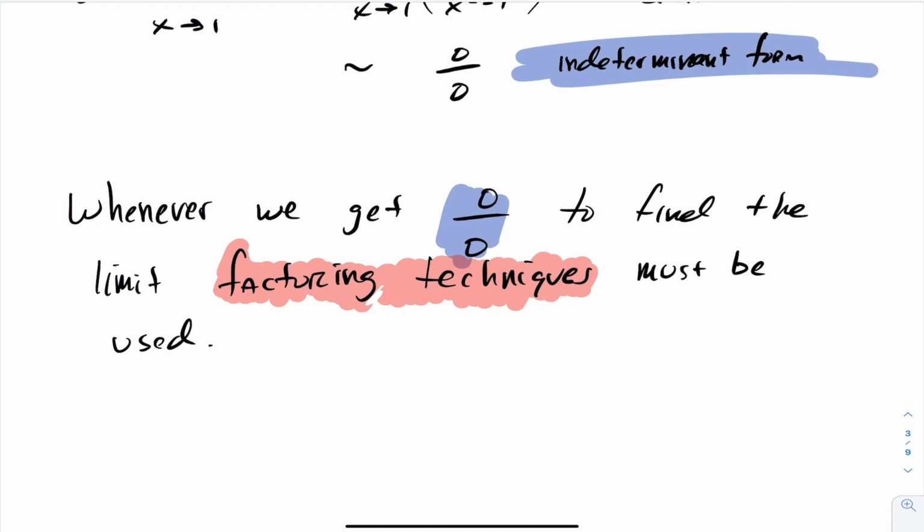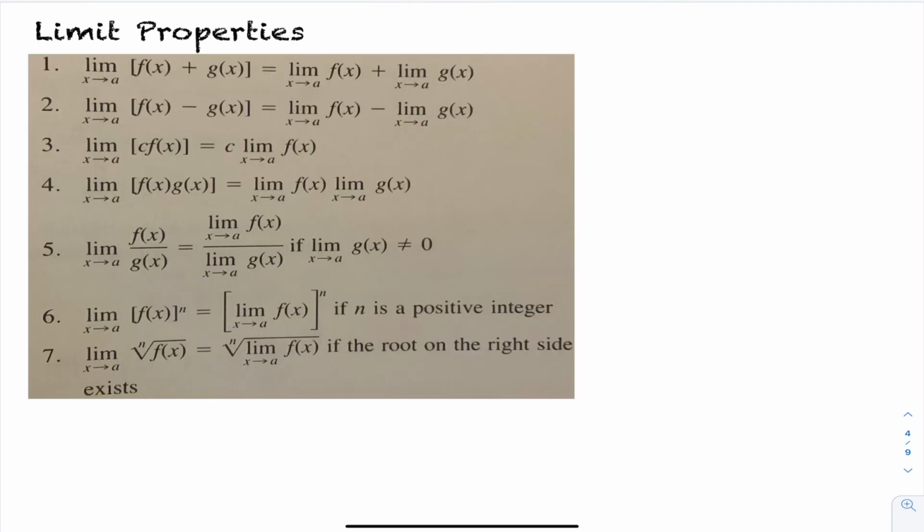Before we get to those factoring techniques, what I want to look at is some properties of limits, and then we're going to be able to tackle the question above. Here are 7 basic limit properties. These are really important properties. We're going to use them quite a lot here.